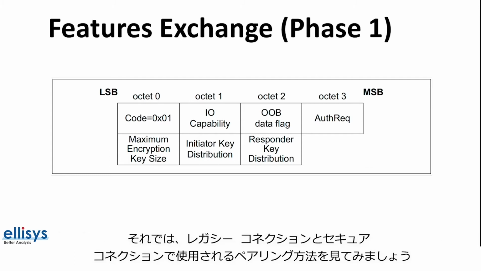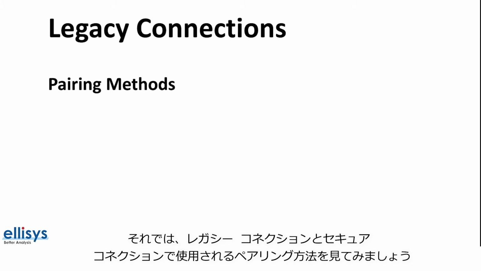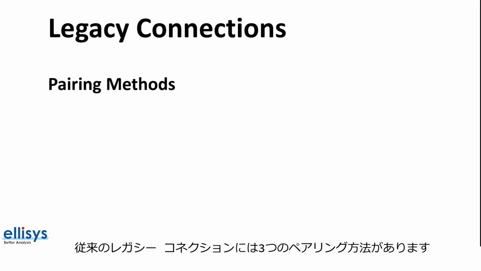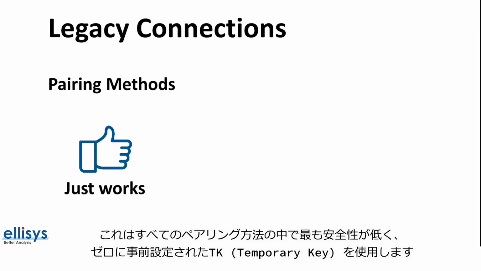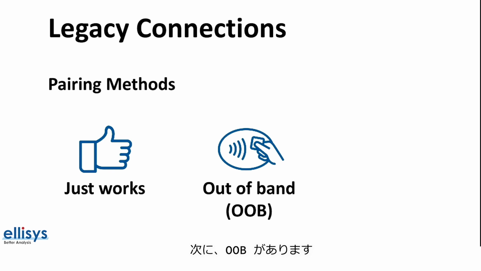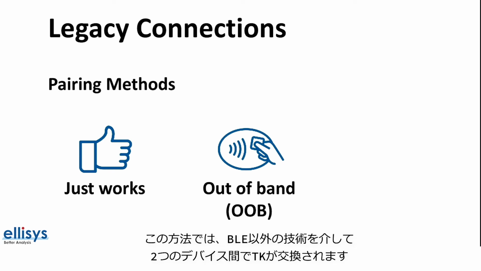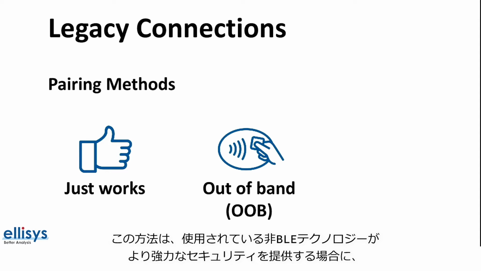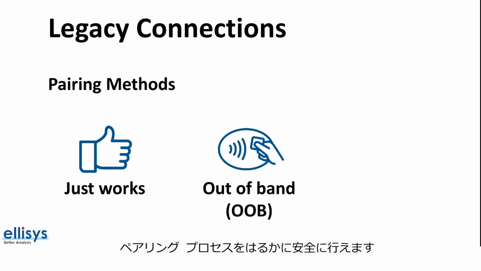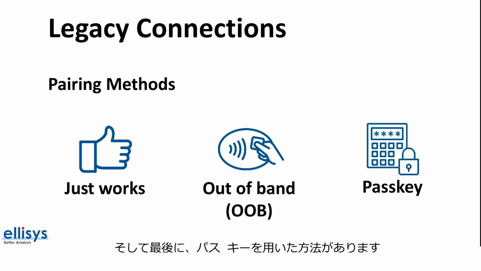Let's take a look at the different pairing methods used in both legacy connections pairing as well as secure connections pairing. Now in legacy connections pairing, there are three pairing methods. First, we have the just works, which is the least secure of all methods and uses a predefined TK set to 0. Then we also have the out-of-band. In this method, the TK is exchanged between the two devices over a technology other than BLE, with NFC being the main one. This method can make the pairing process much more secure, especially if the non-BLE technology used provides stronger security. And lastly, we have the passkey method.